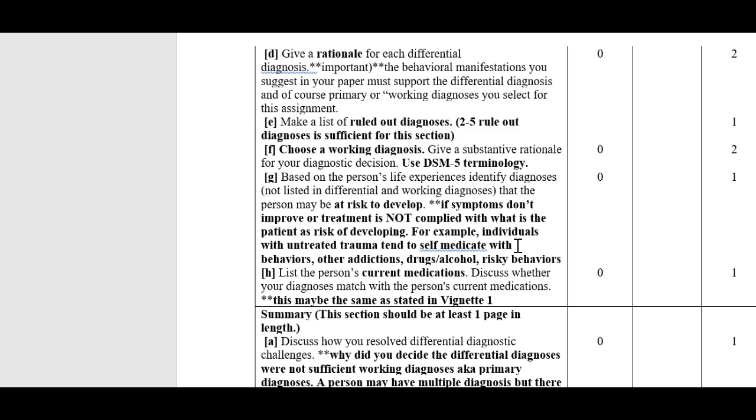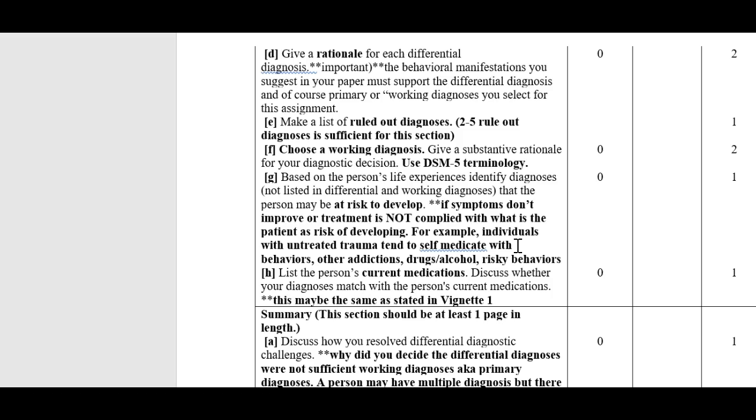The next section is based on the person's life experience, identify diagnoses that the person may be at risk of developing. Again, here you don't have to over embellish. If you have, for instance, a patient with a history of trauma, what's going to happen if they don't treat the trauma? What's going to happen if they don't comply with treatment? So what we know about trauma is that many people that have trauma symptoms will self-medicate if they do not receive proper treatment.